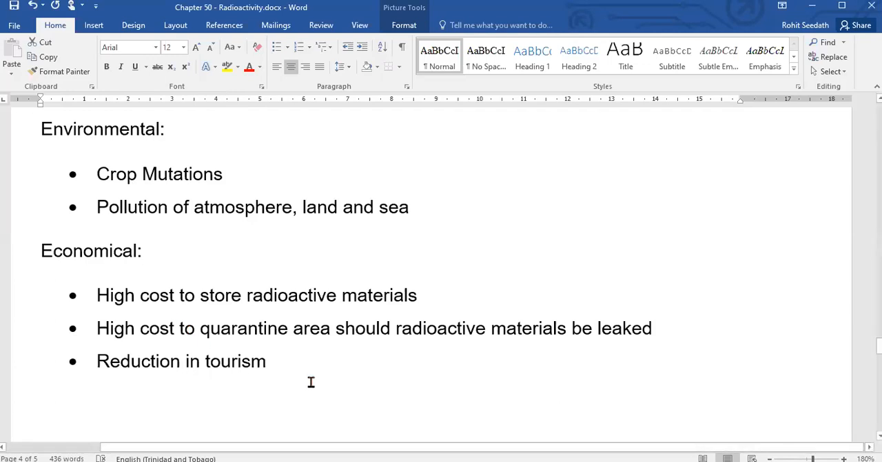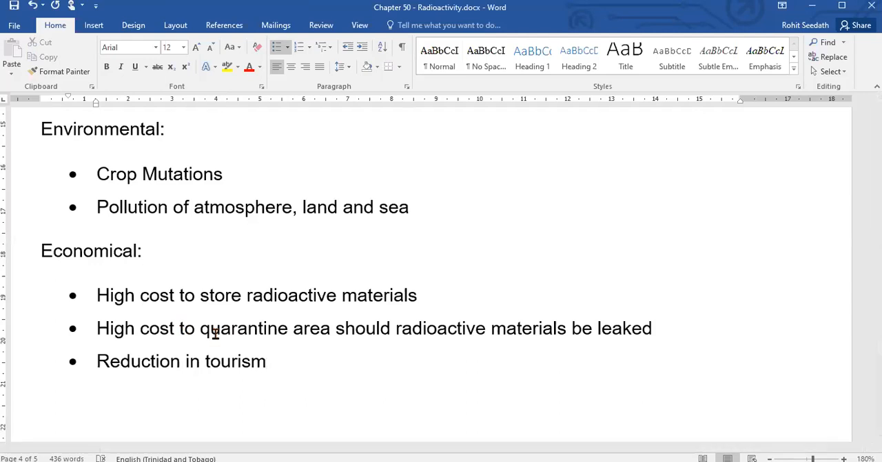And the reduction to tourism. The high cost of quarantine, you can see, especially in this time that we're going through with this quarantine period. The quarantine alone is going to cost us a lot of money, especially if it has radioactive materials, and that will reduce tourism because nobody will want to come into the country.